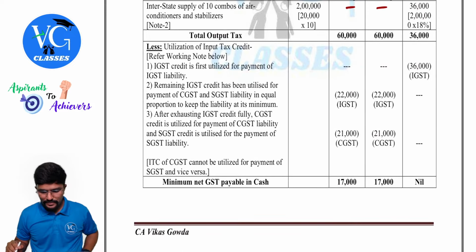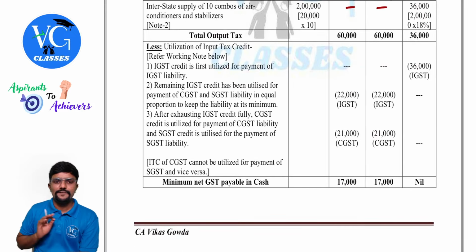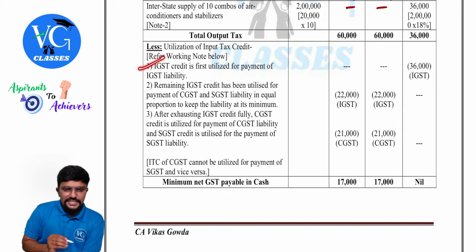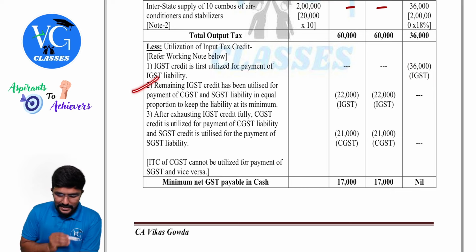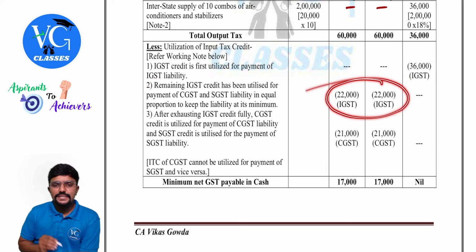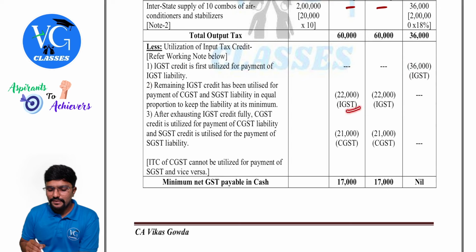Let us bring it here. 21-21, 80. First, IGST credit, we are using it against the IGST liability, 36,000. Next, the remaining IGST, we are adjusting against CGST and SGST. Whatever I have given in the bracket is IGST credit. Sir, should we mandatorily mention? No, even if you don't mention, it's okay because anyway, we are mentioning here.